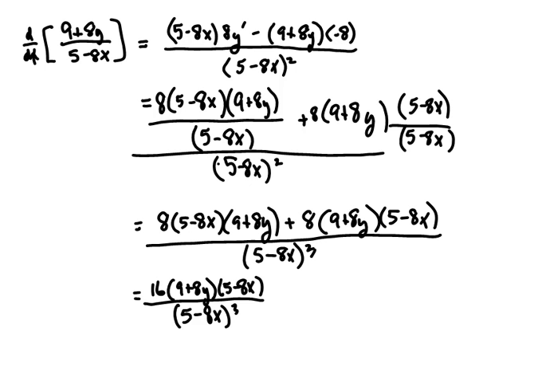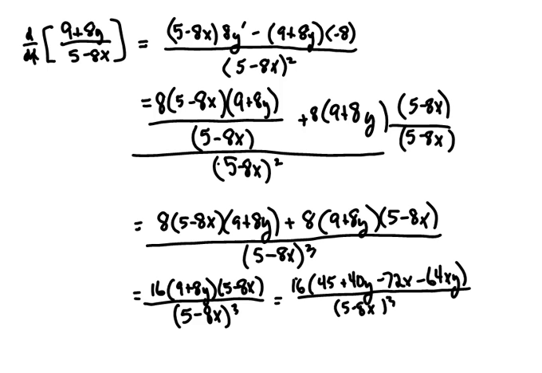Again, it would seem very reasonable to cancel out the 5 minus 8x term in the numerator with one in the denominator, and it would leave us a pretty simple expression. However, the story doesn't end there. And so again, trying to match what they have, what we're going to do is expand out the numerator. When we do that, multiplying, foiling out, quote unquote, the two binomial factors in the numerator, we would get 16 times the quantity 45 plus 40y minus 72x minus 64xy.